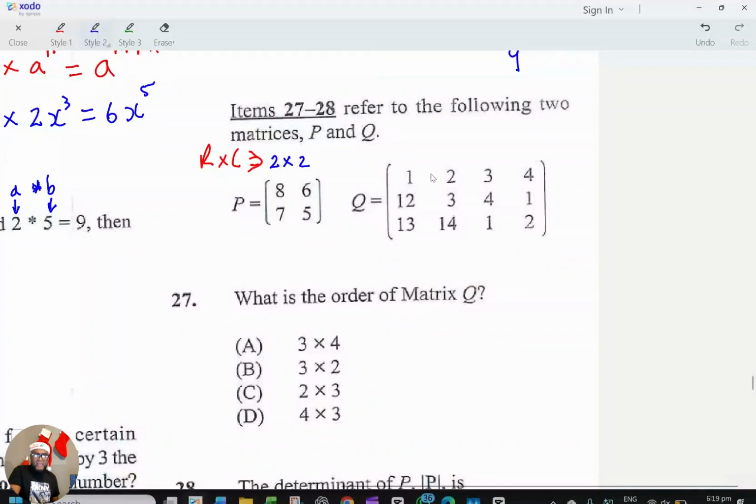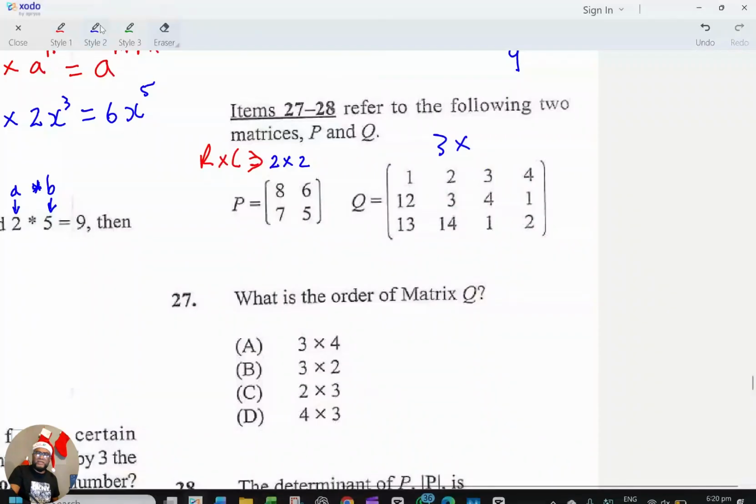Then here, how many rows do we have? Who can tell me how many rows we have here? 3. Boom. So this is a 3 by, let me erase this. How many columns? 4 columns. 1, 2, 3, 4, right? A 3 by 4 matrix. That's the order of that matrix.